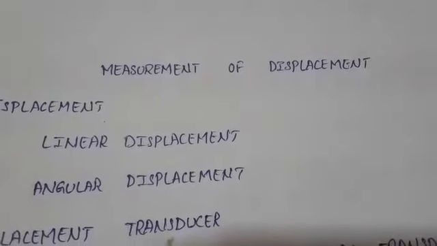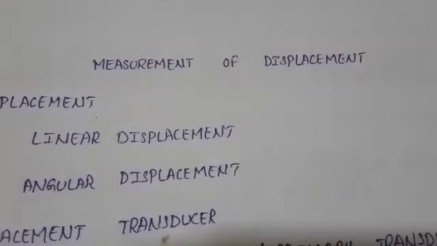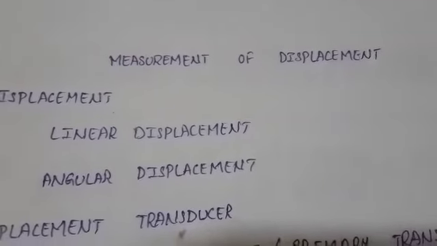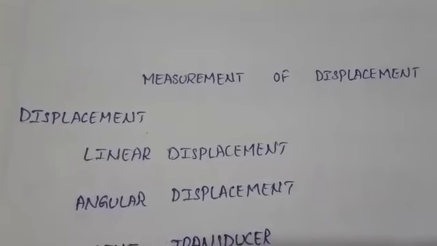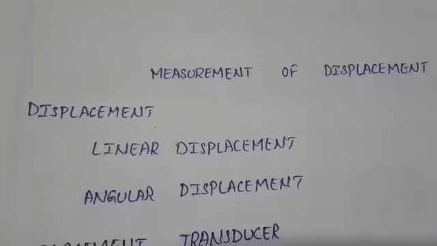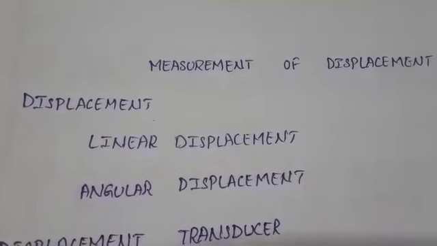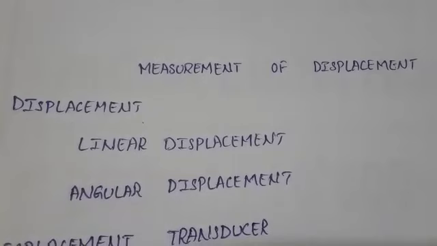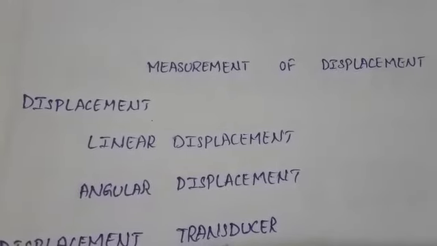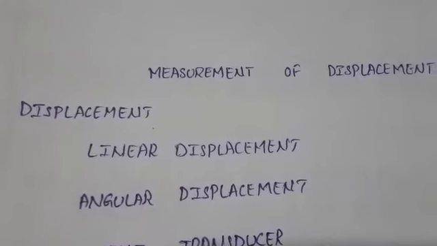Welcome students. Now we are going to discuss measurement of displacement. First of all, we should know about displacement. What is meant by displacement? Displacement is a vector representing a change in position of a body or a point with respect to a reference.